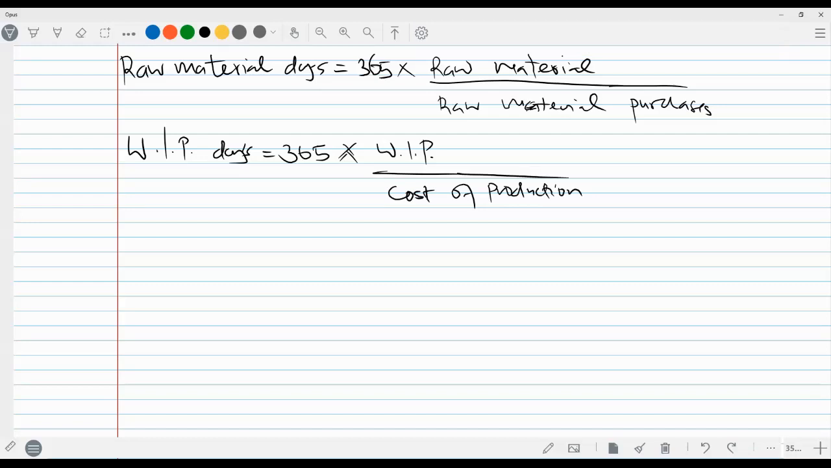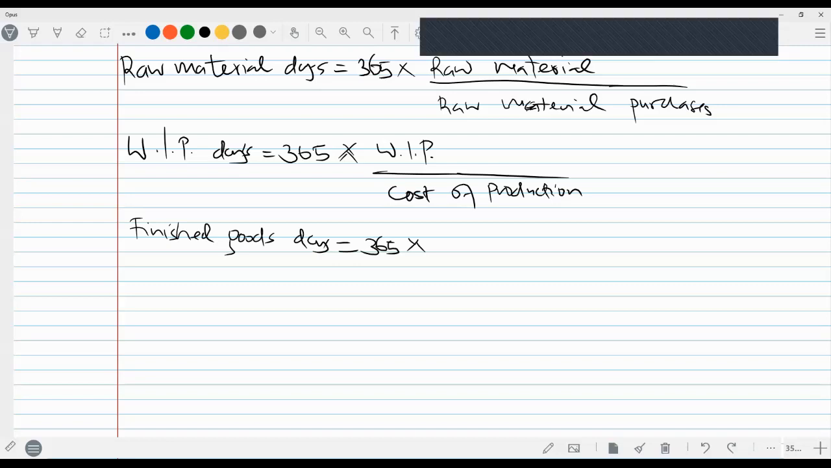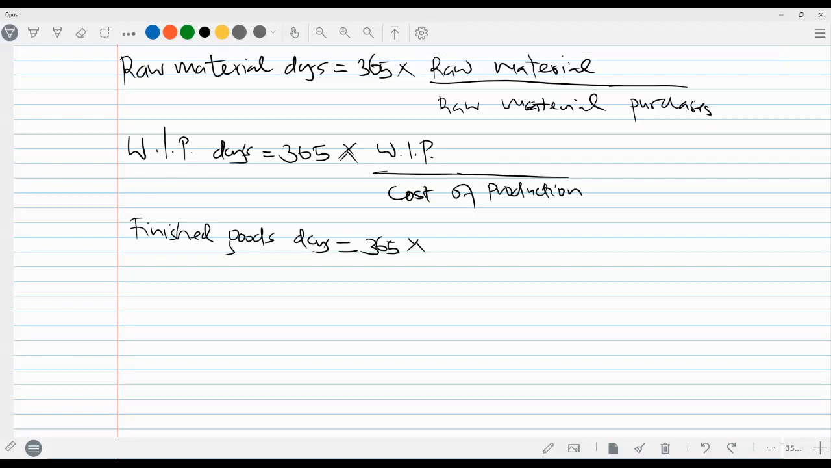Next, we have the finished goods. Finished goods rate. 365. We multiply. What do you think is formula here, by the way? I think from the two formulas above there, you can go to deduce. How do you get the finished goods rate? It is 365 days times finished goods over cost of sales. Thank you. We divide by cost of sales.